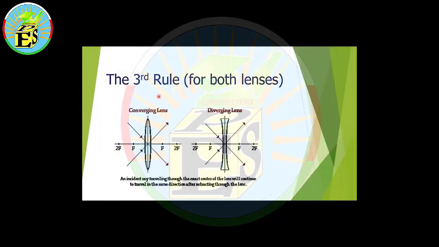The third rule for both lenses: an incident ray traveling through the exact center of the lens will continue to travel in the same direction after refracting through the lens.